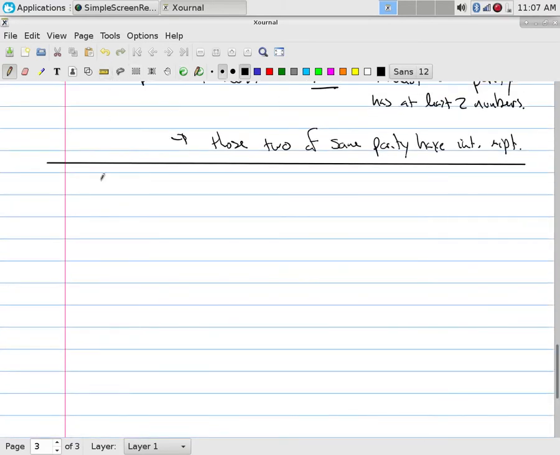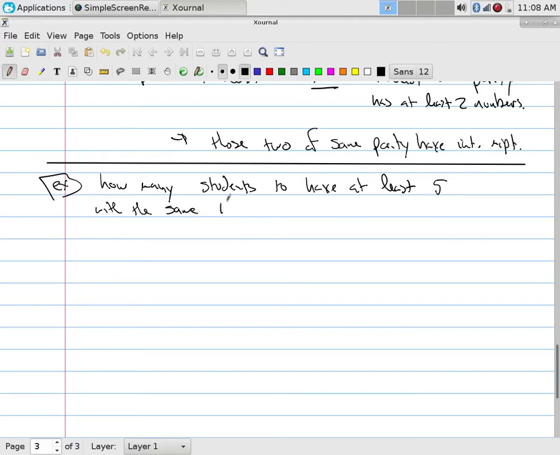Let's try that example. How about this? How many students to have at least five with the same first and last initials? For example, my name is Mark Arismith, so I'm MA, right? So how many students would I have to have, if they would initial their stuff, that I would guarantee that at least five initials are the same?